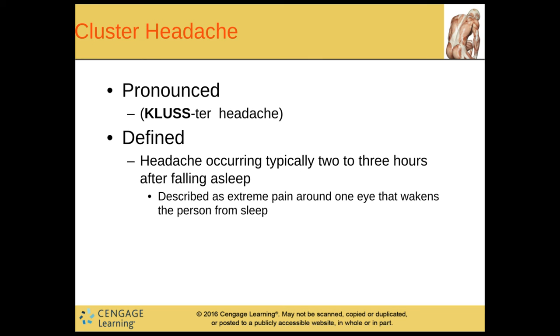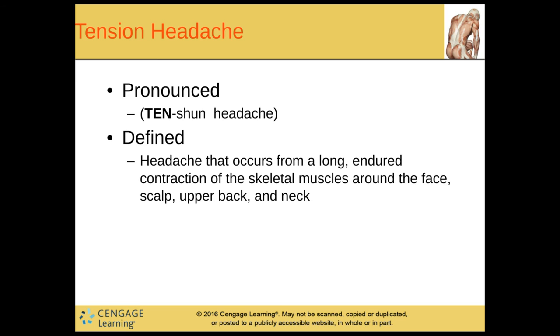And then we have cluster headache. So this is a headache that's occurring typically 2 to 3 hours after falling asleep. So it's described as extreme pain around one eye that wakens the person from sleep. And then tension headache. This is a headache that occurs from a long endured contraction of the skeletal muscles around the face, the scalp, the upper back, and the neck. So it's just kind of that tension in those muscles around your neck that causes your head to hurt.